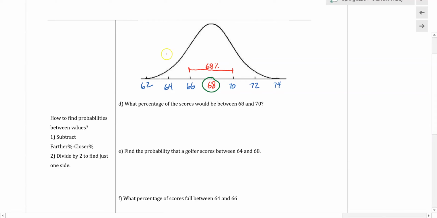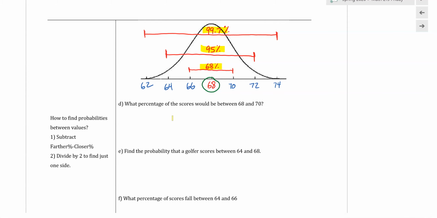And if I look between these two numbers, that's 2 standard deviations left and right, so that should contain 95% of my data. And if I look between these two numbers, 62 and 74, that's 3 standard deviations to the right and left, and so that should contain 99.7% of all my data, according to the empirical rule. Not exactly, but a really good approximation, and I could use those to answer some of these basic probability questions here. Because again, when you're talking area under the curve, you are talking probability.